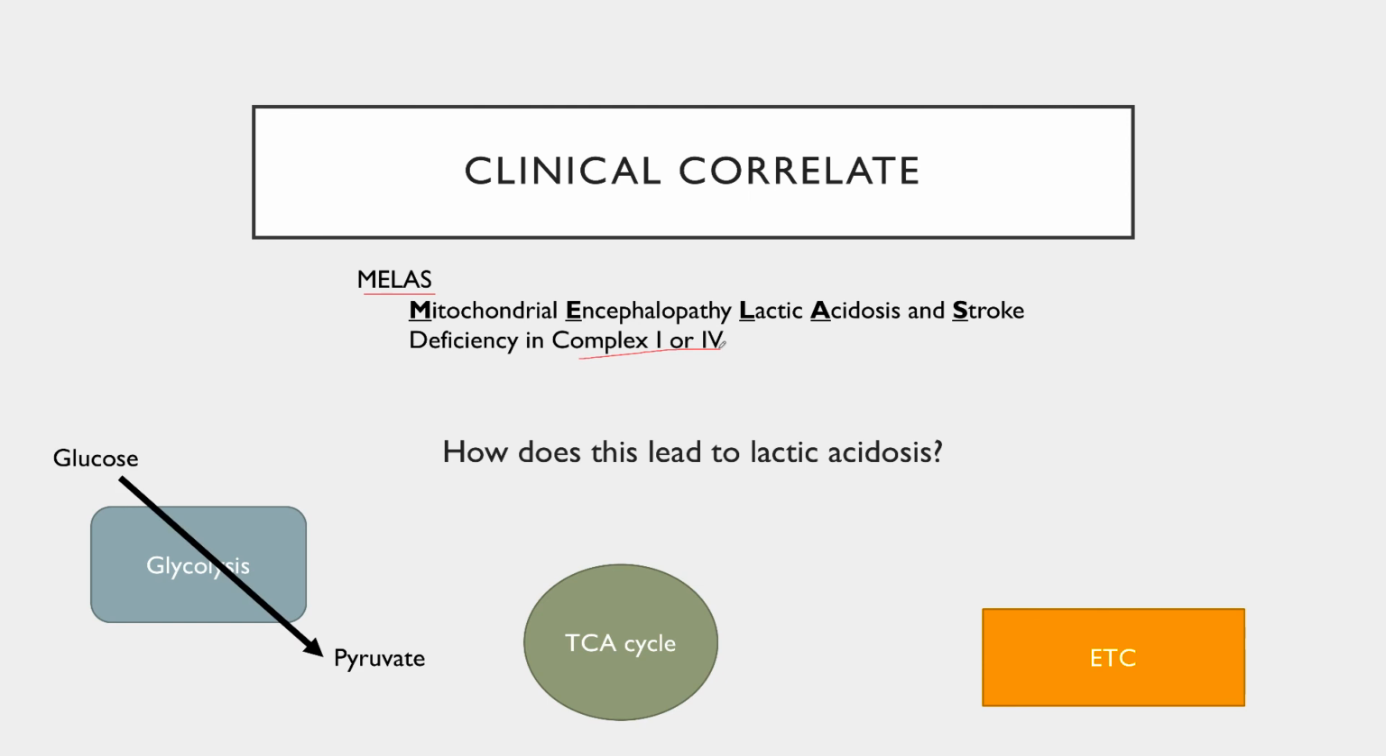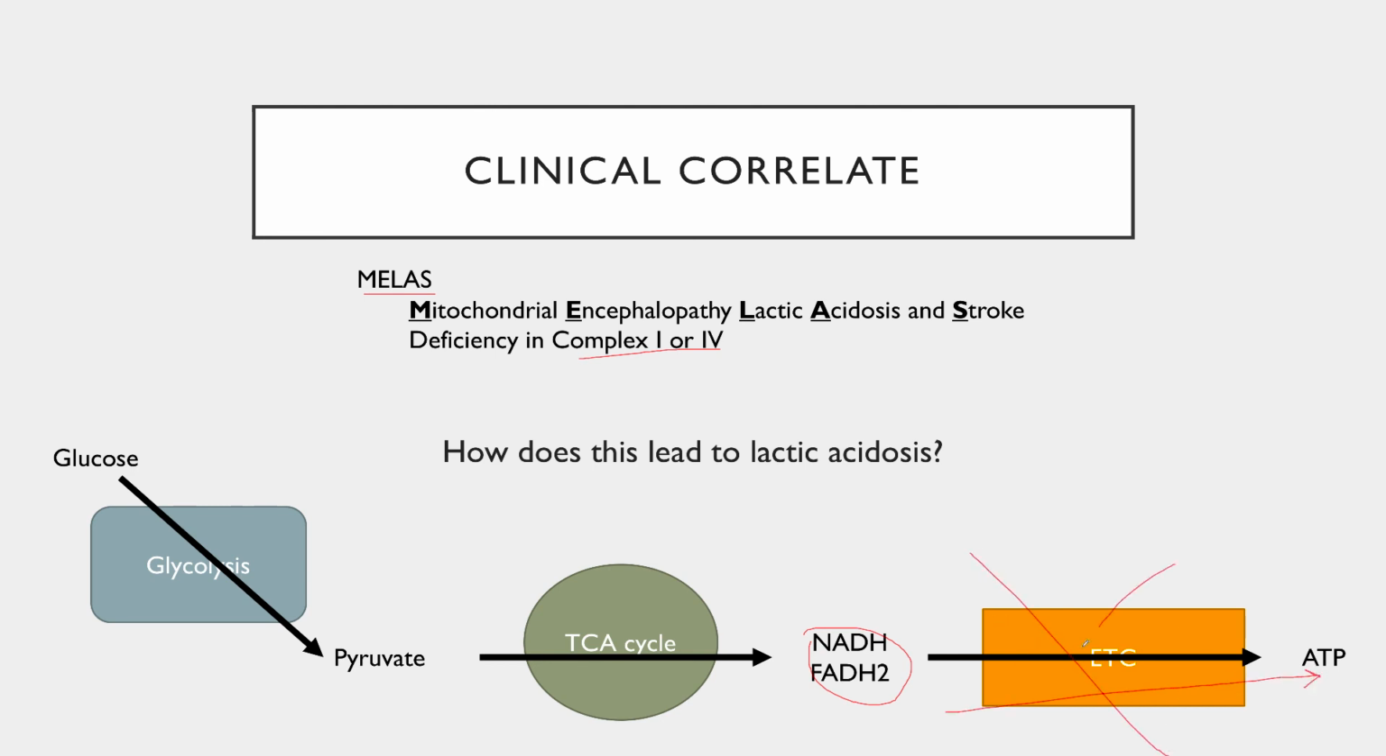So again, we have glucose to pyruvate. Pyruvate oxidized through the TCA cycle to produce NADH and FADH2. And what we've just seen is that these reducing equivalents can be oxidized through the ETC to make ATP. And we're asking the question as to what happens if this is dysfunctional.